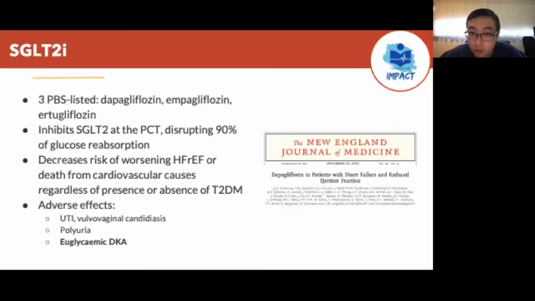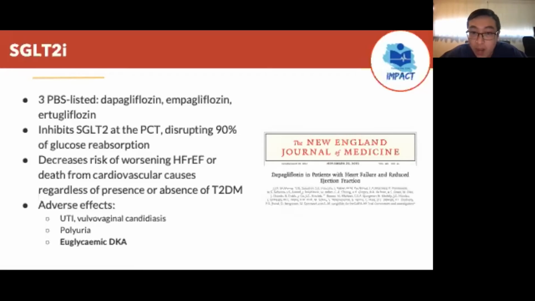But probably the most important side effect of Sglt2 inhibitors that you need to know is that it causes euglycemic DKA. So potential triggering factors for Sglt2 inhibitor-induced euglycemic DKA include intercurrent illness, which applies to every patient that is admitted to hospital, reduced food and fluid intake, reduced insulin doses, and a history of alcohol intake.